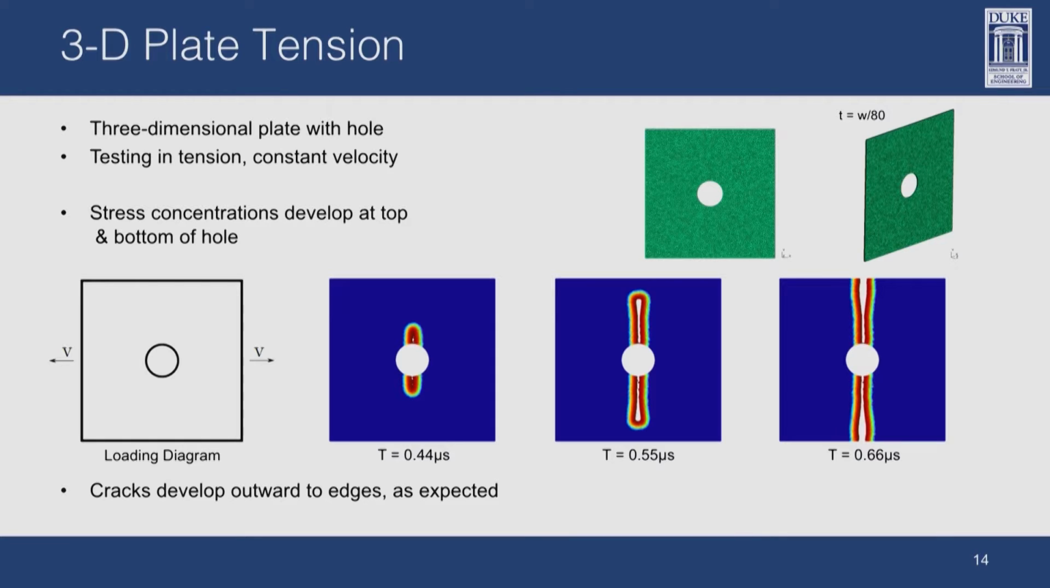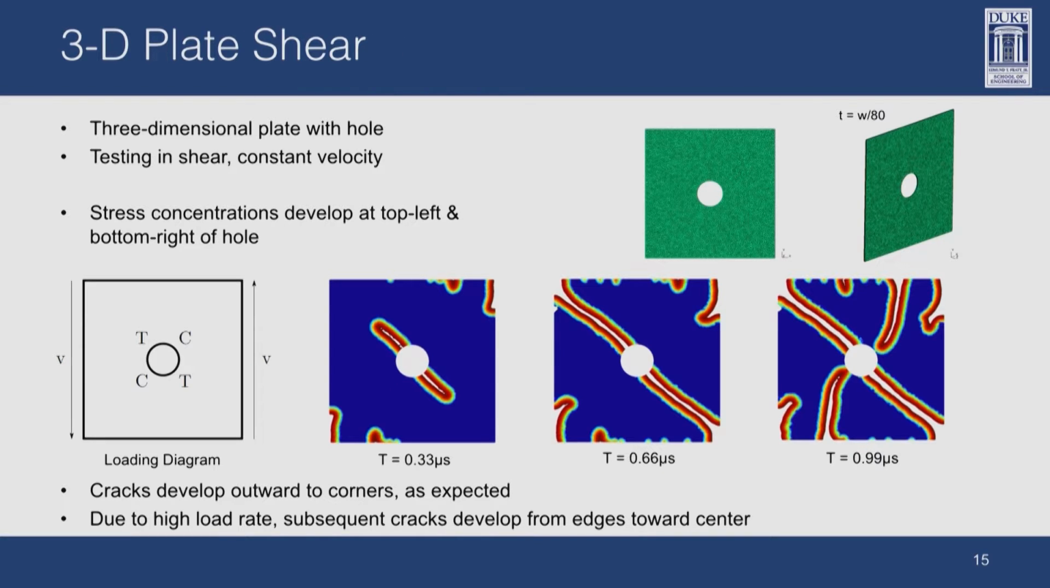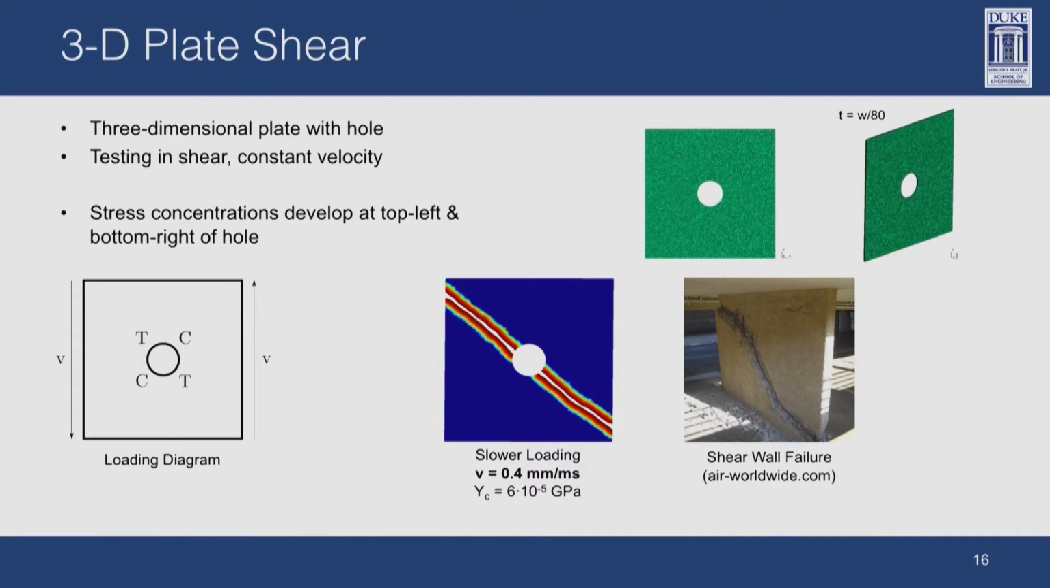And then my push has been in implementing this code for 3D problems to work up to the fracture of these battery cathode particles. So we have done a few simple test problems of plate tension where we have a plate pulled apart and we see that cracks develop as expected from the stress concentrations. We can do the same for plate shear, and we see a diagonal crack that grows. And just due to the high rate of loading, we see secondary cracks that grow as expected. And if we slow the loading, we get the quasi-static crack that we expect, which compares well, of course, to experimentally observed patterns.